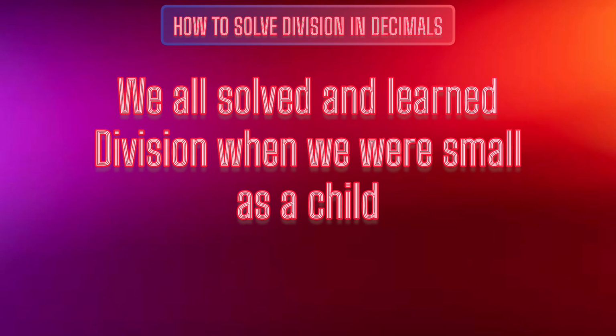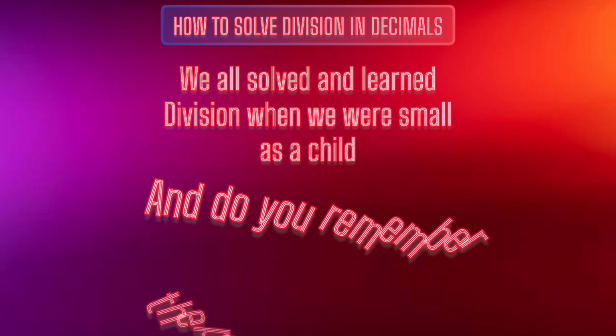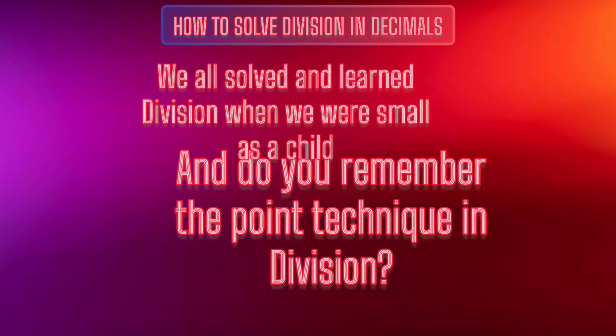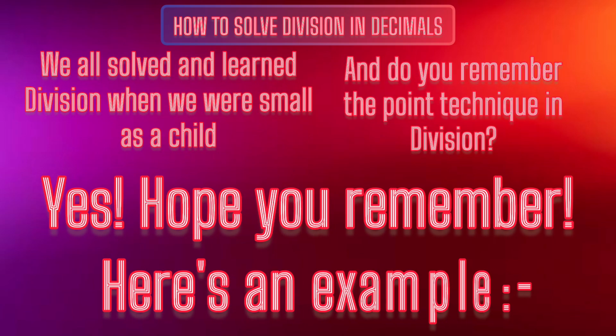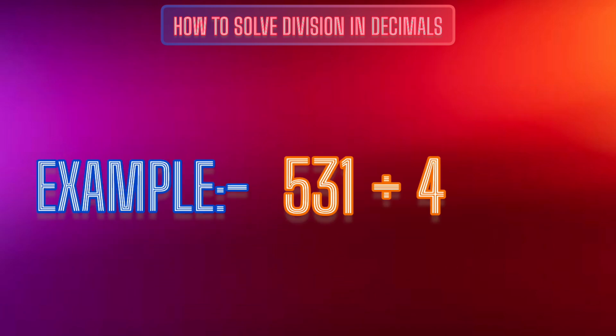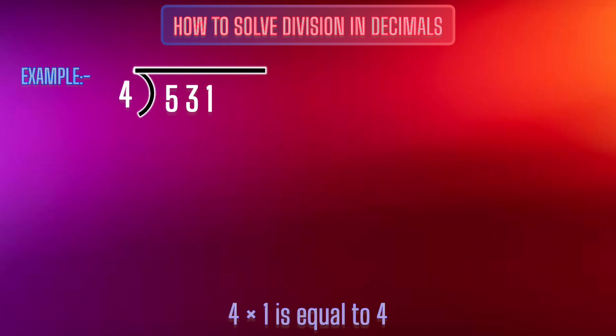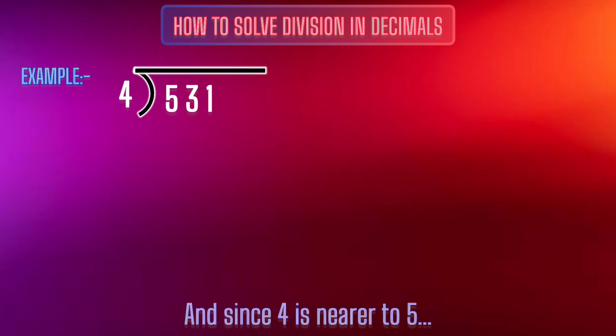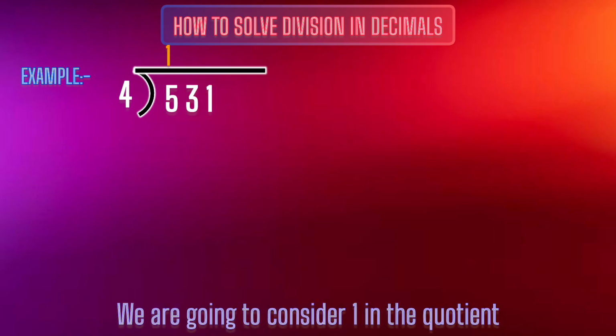Division in decimals. We all solved and learned division when we were small as a child. And do you remember the point technique in division? Yes, hope you remember. Here's an example. 531 divided by 4. Let's divide 4 into 1 is equal to 4, and since 4 is nearer to 5, we are going to consider 4 in the quotient.